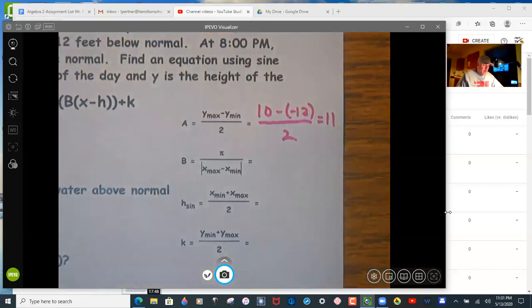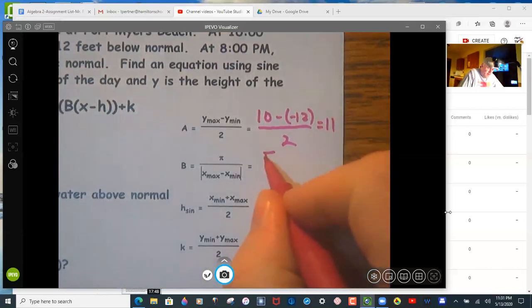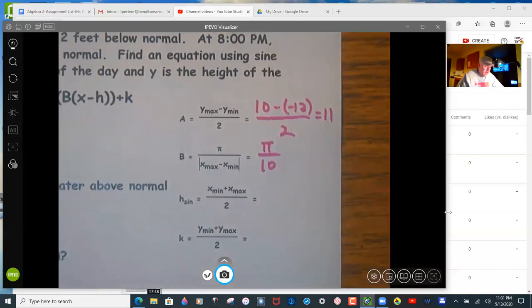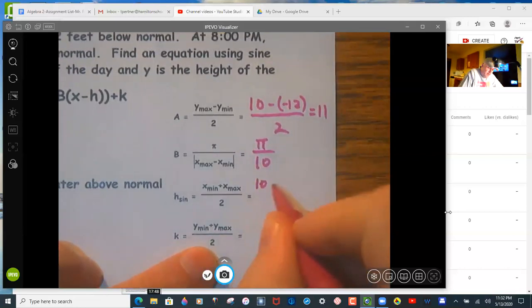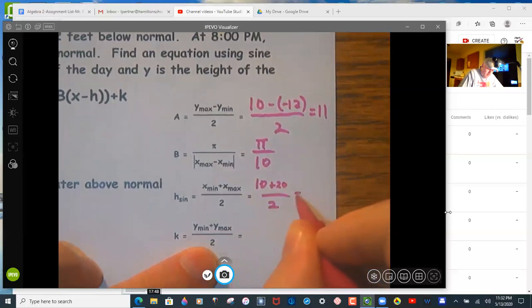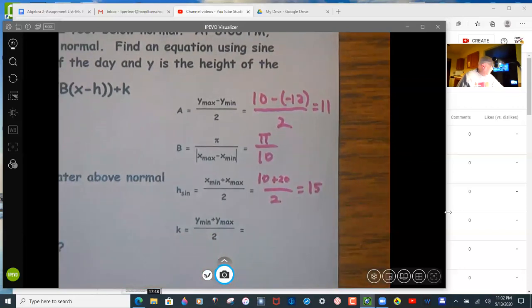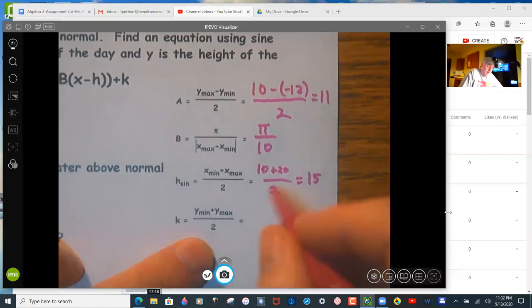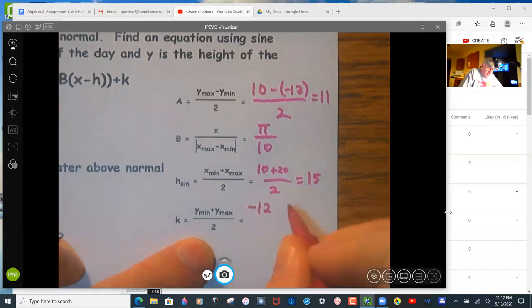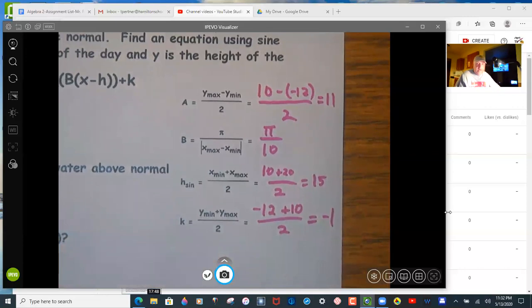B, so pi over x max minus x min. These will be a little bit easier to do in these settings. So x max is 20, x min is 10, so pi over 10, pretty easy. H, the shift, is x min plus x max over 2. So 10 plus 20 over 2, 15. And then K, which is your midline, is y min plus y max over 2. So negative 12 plus 10 over 2, and this is negative 1. So there they are. There's the A, the B, the H, and the K.